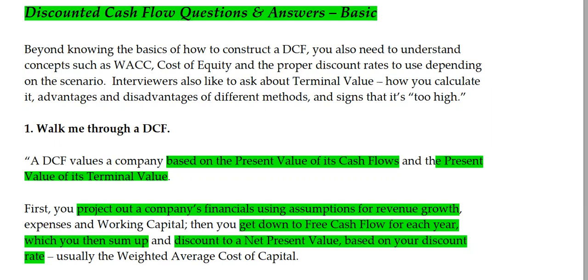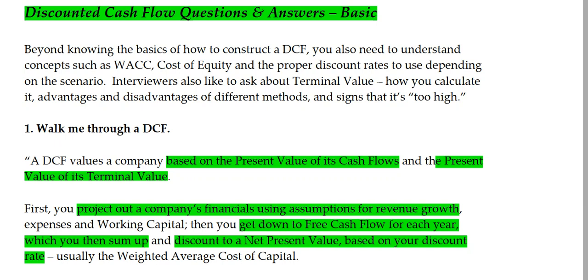So let's start with this. The DCF value of a company is based on the present value of its cash flow and the present value of the terminal value. Terminal value is the firm's total value after 2027, or at 2027, at the end of the forecasted period.